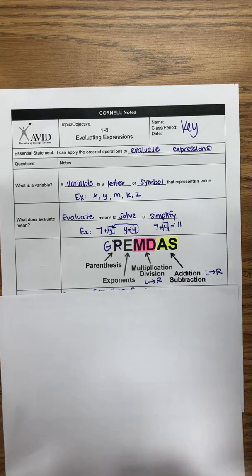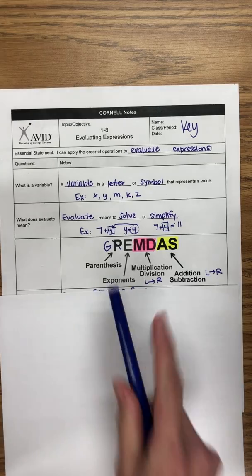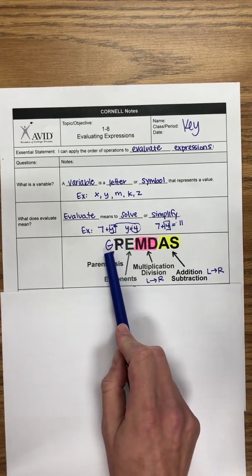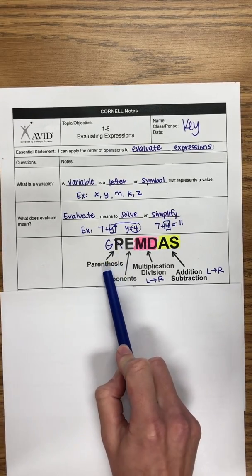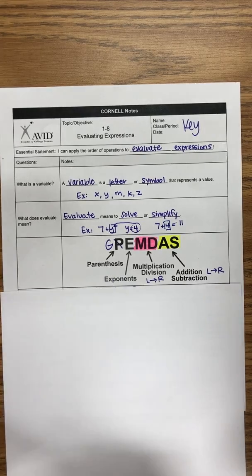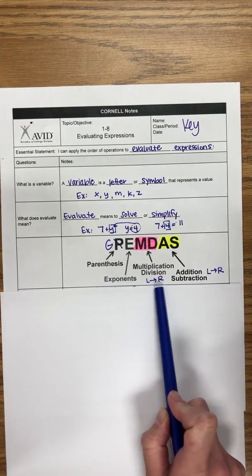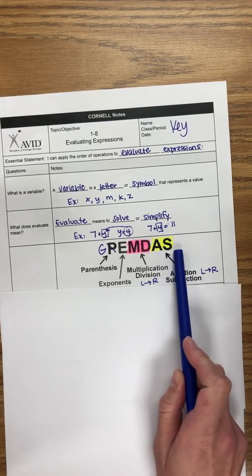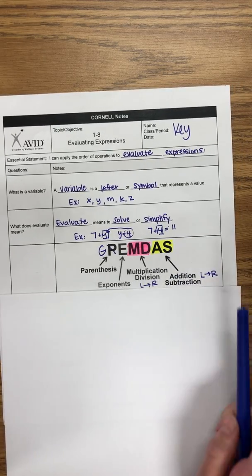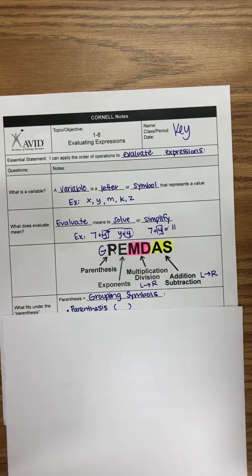Quick review of PEMDAS, which we have now changed to GEMDAS. Remember, G is a grouping symbol now, so parentheses, brackets, absolute value, and the big fraction bar. And then multiplying and dividing are the same level. We travel from left to right. Adding and subtracting are the same level as well, traveling left to right.